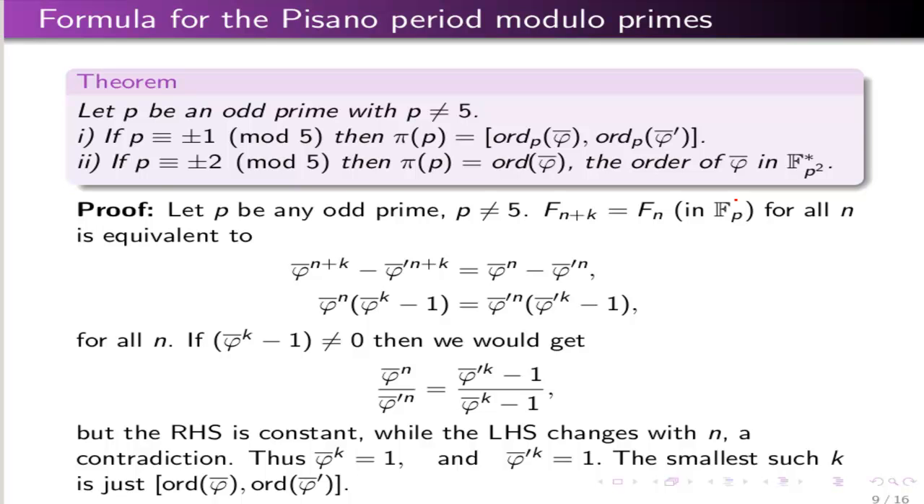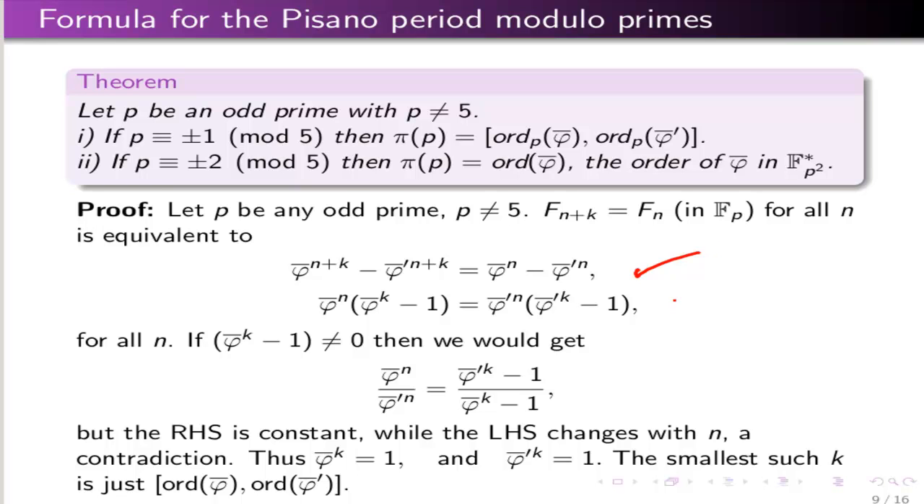Well, by the formula on the previous slide, F_{n+k} is 1 over root 5 times this quantity, and F_n is 1 over root 5 times this quantity. So you just cancel the square root of 5 on both sides, and we get this identity.